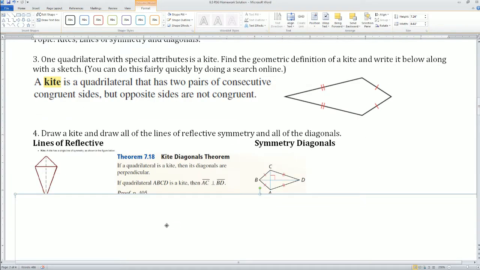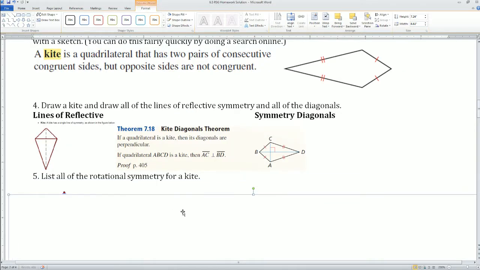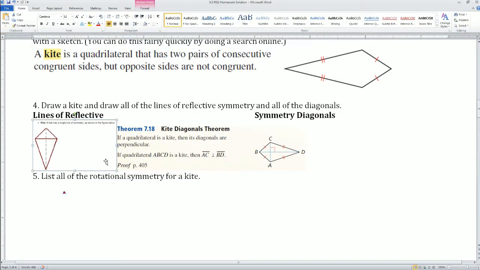Alright, next, draw a kite and all the lines of symmetry and its diagonals. Okay, here we see that this is a kite. Okay, a kite has one line of symmetry. It goes straight down. Or, right here, if I draw it to the side, it goes left to right from B to D. Okay, we say that right here, the line AC is perpendicular to BD. BD would be the line of symmetry.